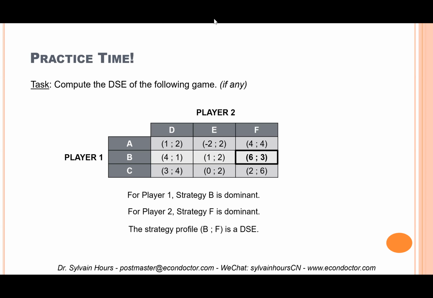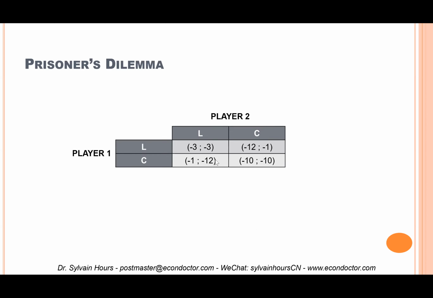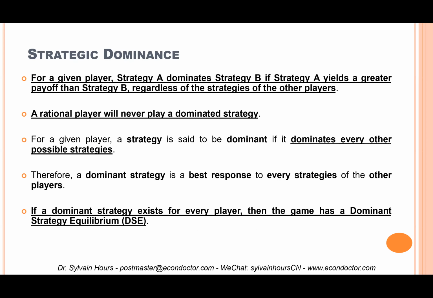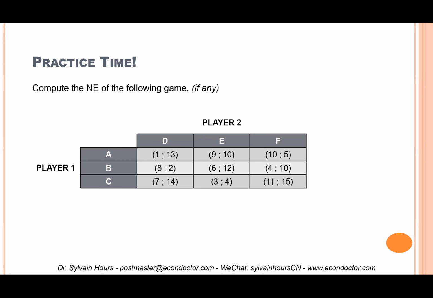Is there an example to show Nash equilibrium is not a dominant strategy equilibrium? I don't know. Well, probably this one. So this one is a Nash equilibrium. This is a Nash equilibrium, but this is not a dominant strategy equilibrium. Okay, why not? Let's do it.